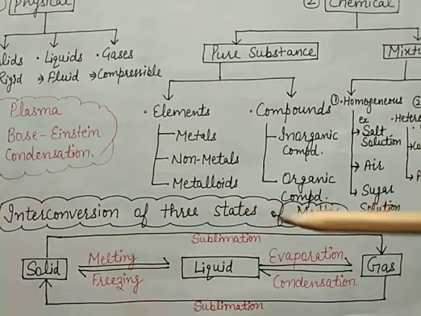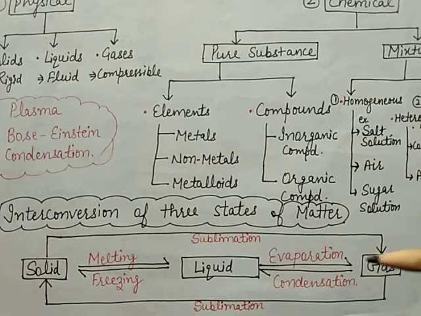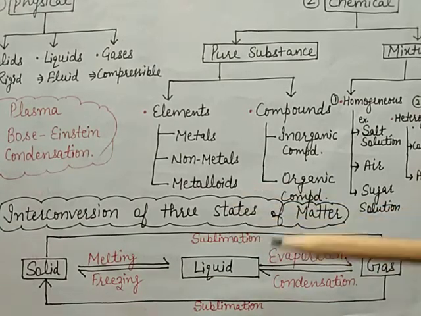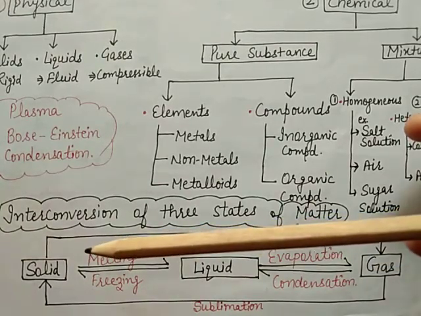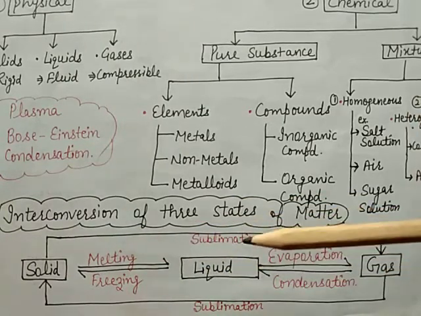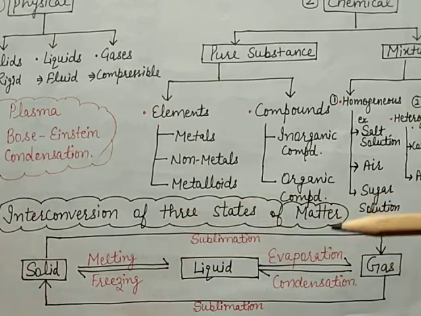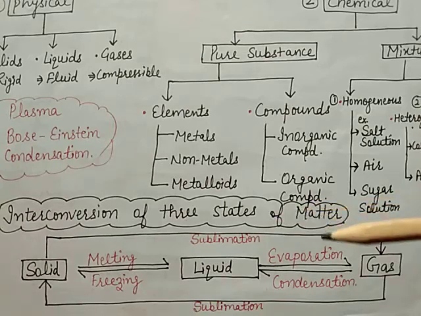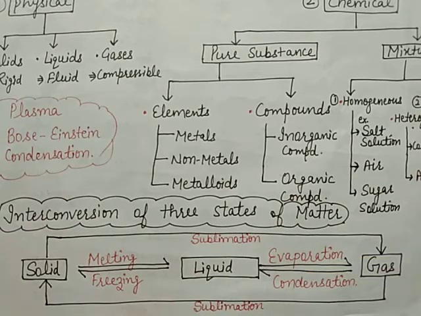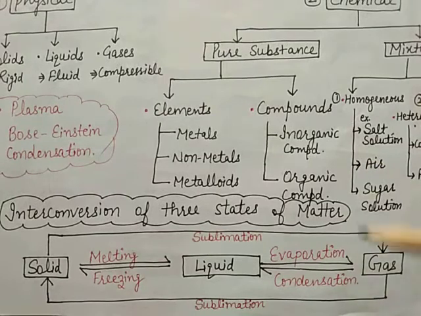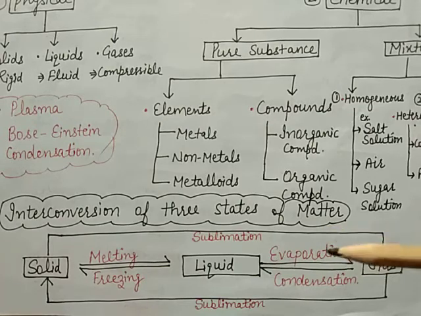And a solid directly converted into gas without going into liquid state, this process is called sublimation. Now next, gas again changes into solid without going into liquid state. This process is also called sublimation. Means a gas is converted into solid and solid is converted into gas with the help of the sublimation process. So this diagram shows the interconversion of three states of matter with each other.